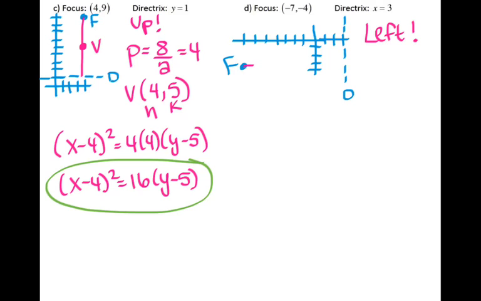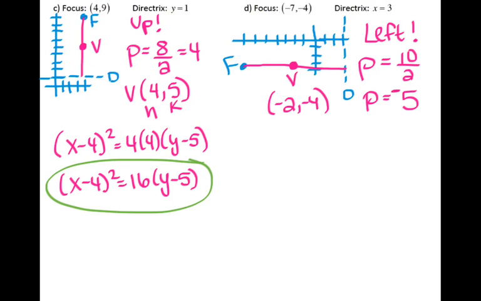And then I'm going to go ahead and count the distance across from my focus to directrix. So going from -7, 4 to x equals 3, that's 10 units. So p is going to be half of that. So p is 5. Now again, since my parabola is opening to the left, I'm going to go ahead and make that p negative. I still need to find my vertex, so I need to go 5 units away from my focus. So 1, 2, 3, 4, 5, and that's where your vertex is. So your vertex is at -2, -4.